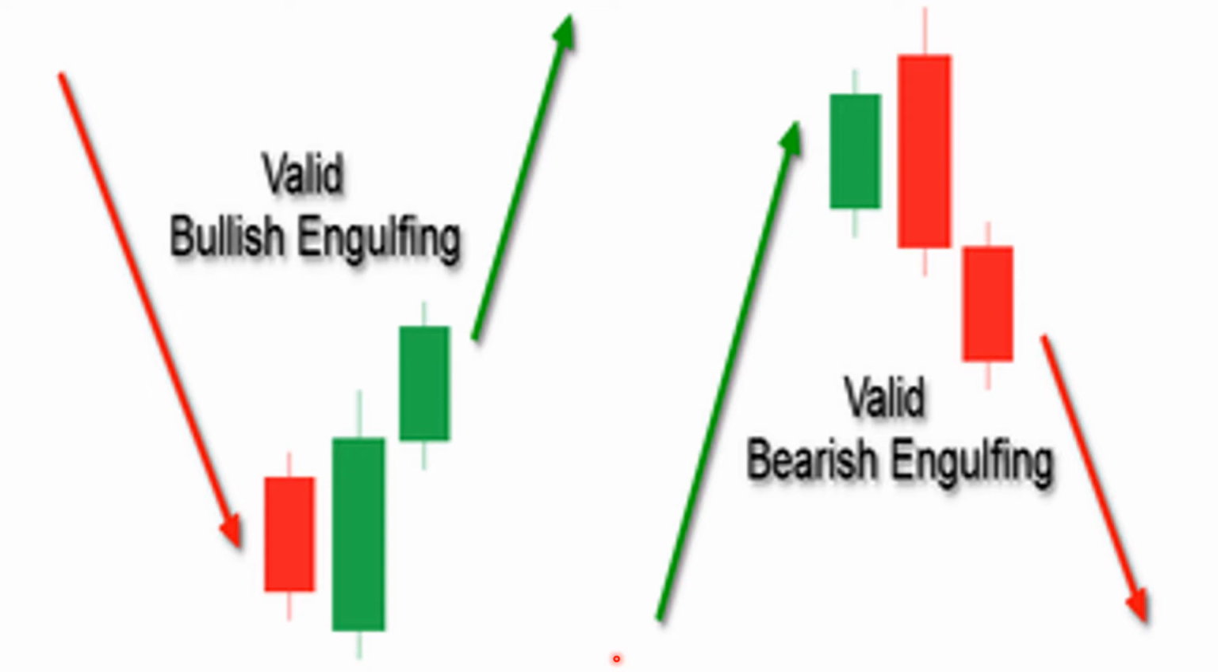The pattern is valid if the market closes above the high of the bullish engulfing pattern. What this means is that the second candlestick really needs to close above the engulfing pattern.